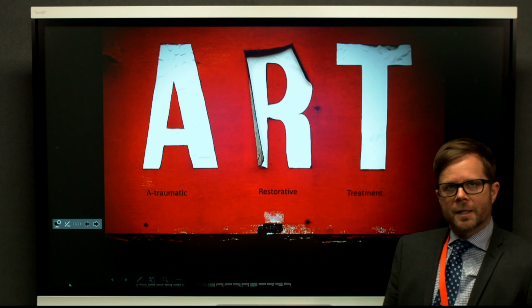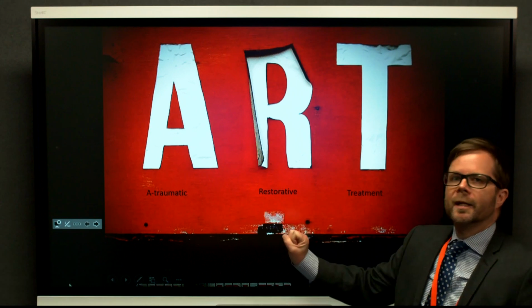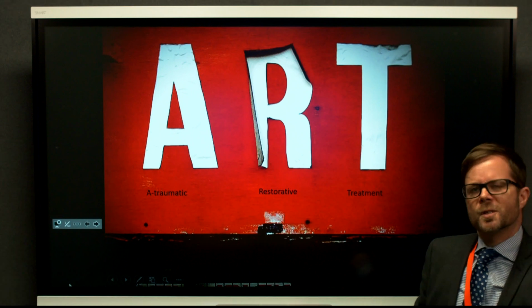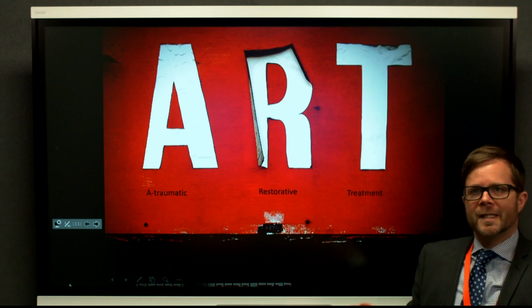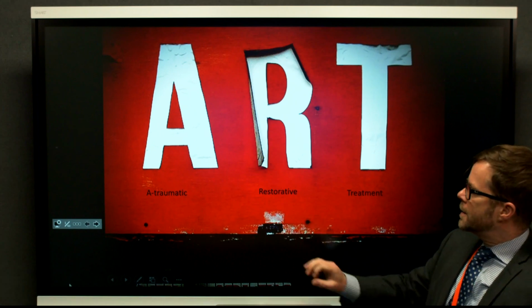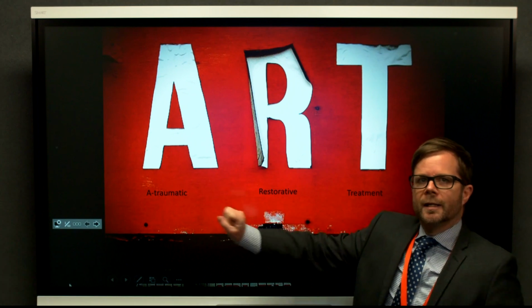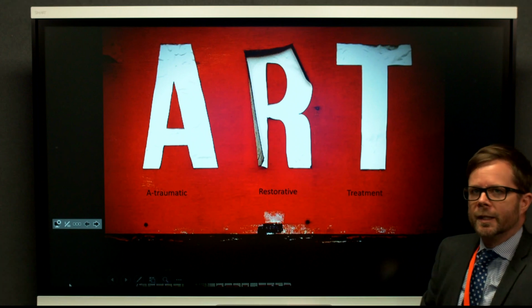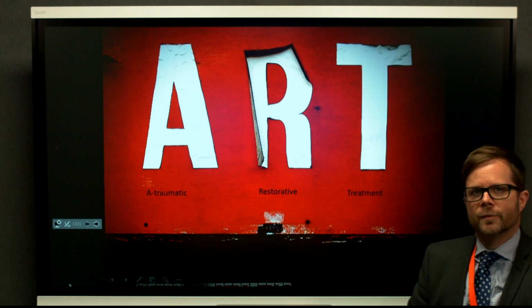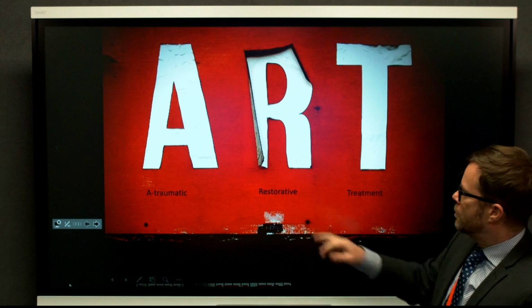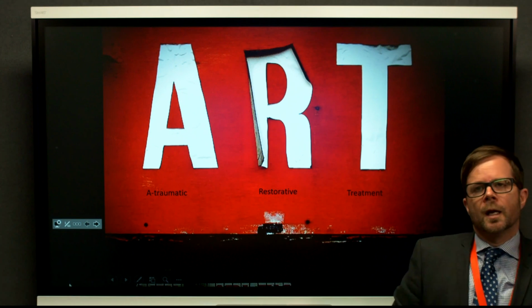Today we're talking about ART, which is the atraumatic restorative treatment, or sometimes called atraumatic restorative technique. As the name suggests, it is atraumatic, and that's one of the positive elements of this approach to restorative treatment.